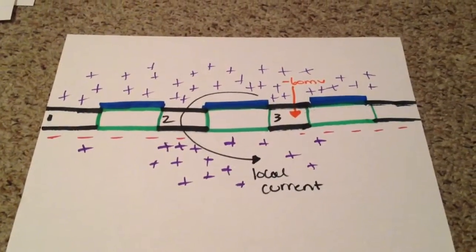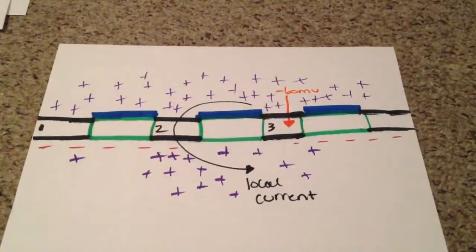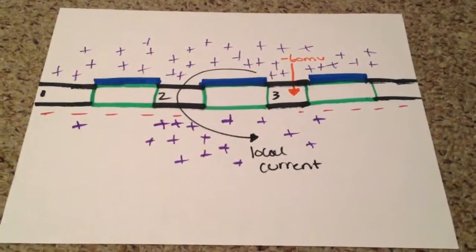The fourth step is the process repeating at each node until the action potential has reached the terminal end of the axon.